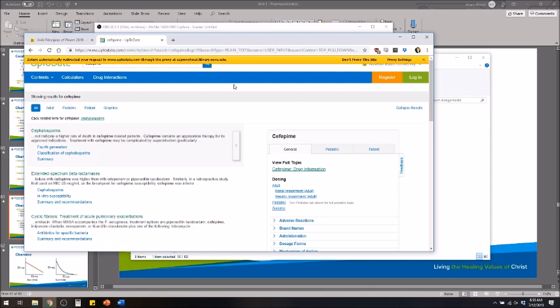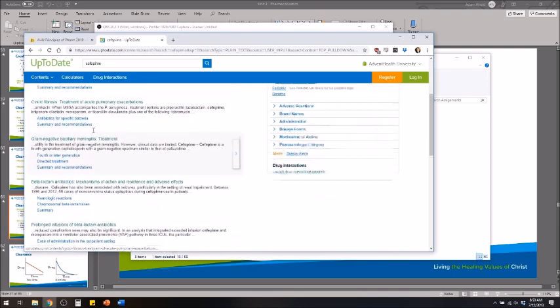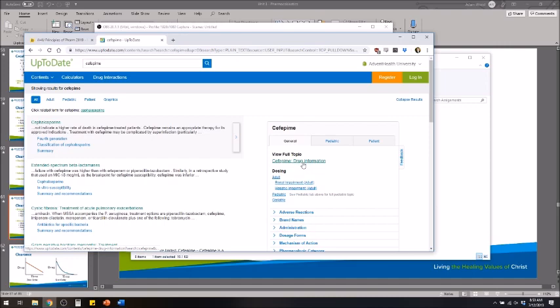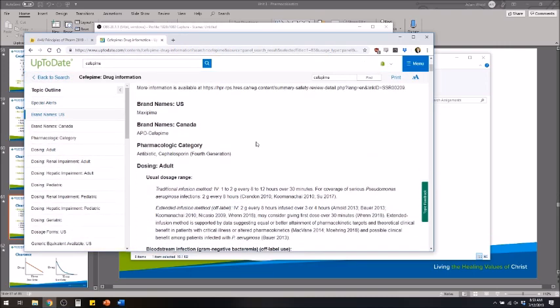Anywho. Looking at this, I went to the library website, got to UpToDate, right? And I just typed in a drug that none of you have because I don't want you to get any easy answers. But basically, what you see here is I looked up cefepime. It's a cephalosporin antibiotic. You get a bunch of topics here. The thing you want to focus on is the drug information. This is what takes you to Lexicomp. And from here, you can get all the information you need.